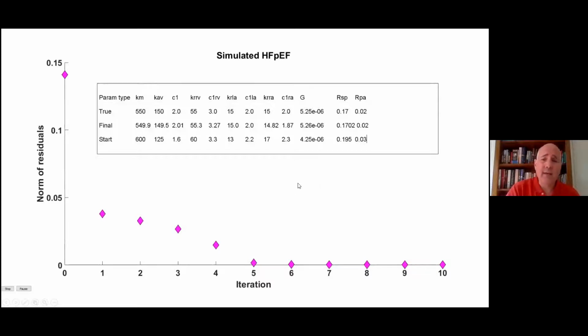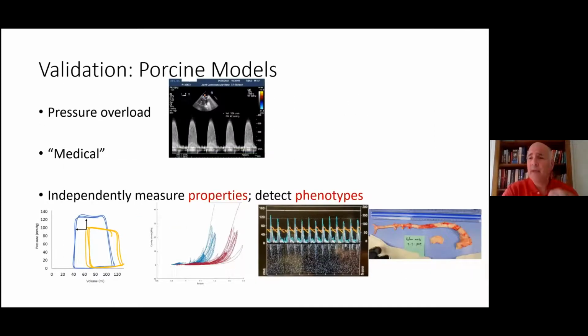You can see that in this simulated example, we're able to converge to the known values. We can do the same with noise in the data. So at least at this level, we're able to solve the problem. Of course, that doesn't give us full confidence that we can identify these properties.